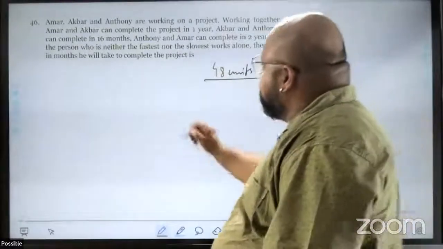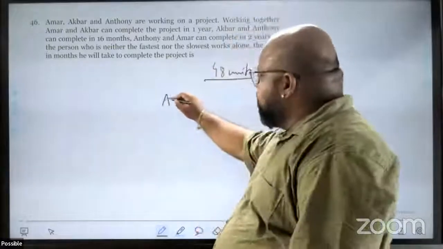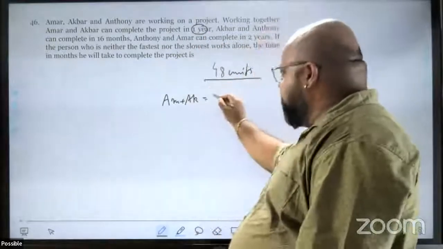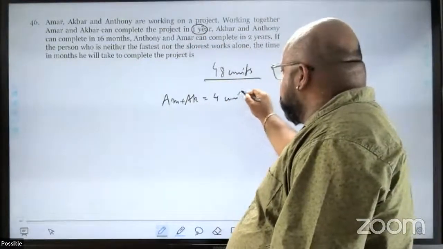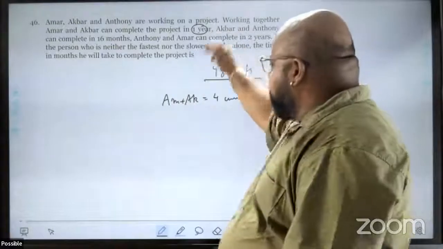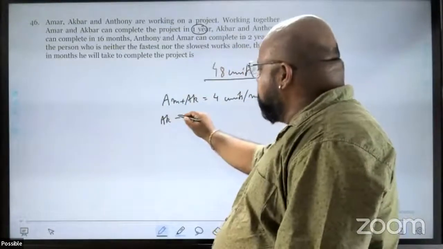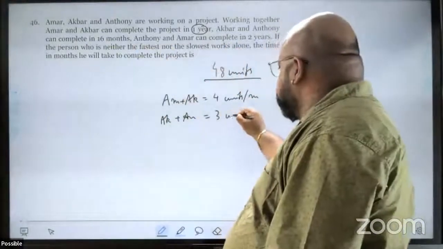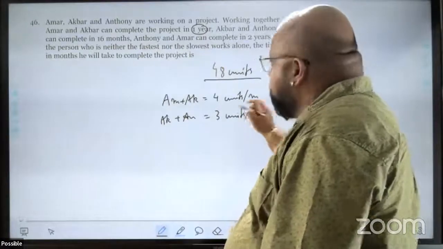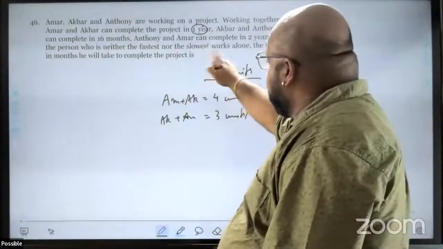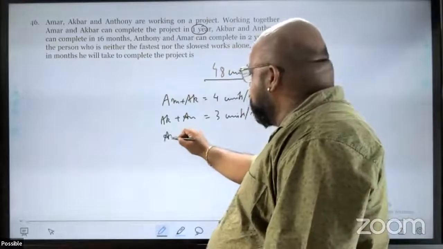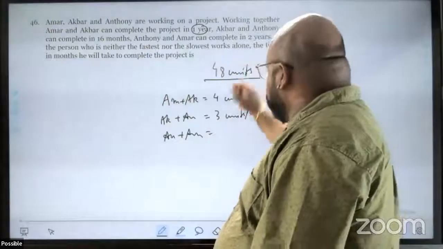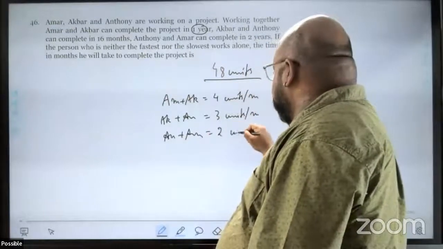Now what will happen is when Amar and Akbar are working together, they take 12 months to do the work. So their efficiency will be 48 upon 12, which is 4 units per month. For Akbar and Anthony, the efficiency will be 48 upon 16, which is 3 units per month. For Anthony and Amar, the efficiency will be 48 upon 24, which is 2 units per month.